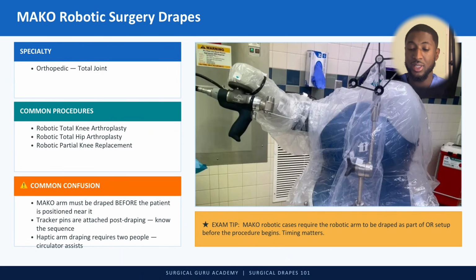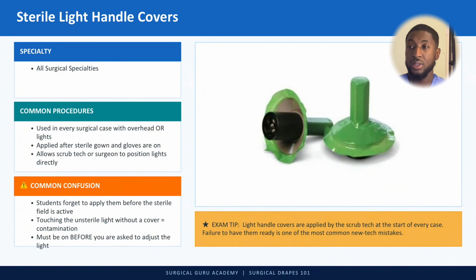Next is the sterile light handle cover. So when you are doing surgery, you need light so that you can see. And there's a lot of different types of light handle cover. Sometimes the lights have a handle on it, but the handle is technically not sterile. So you need to put a sterile sleeve over it, which is a light handle cover, so that you can manipulate it and move it during surgery.